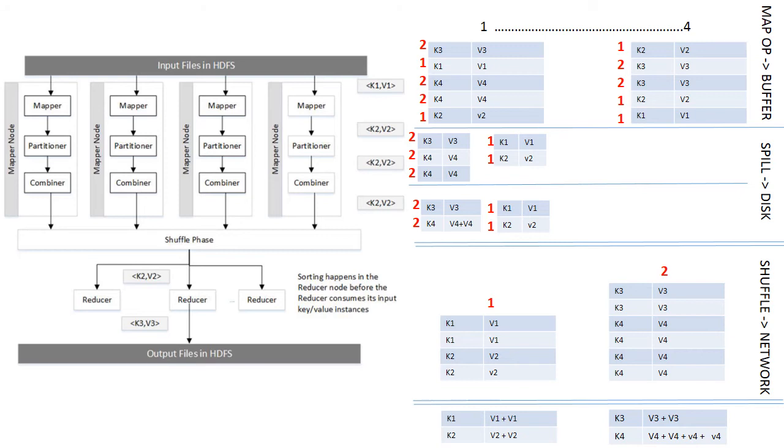Now let's assume that there are say 1,000 mappers and 500 reducers. So how many of these smaller files will you have across the whole cluster? That's going to be 500,000.